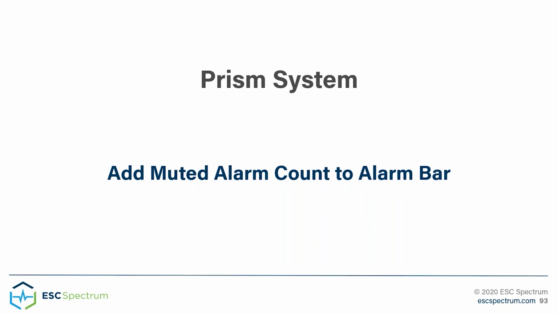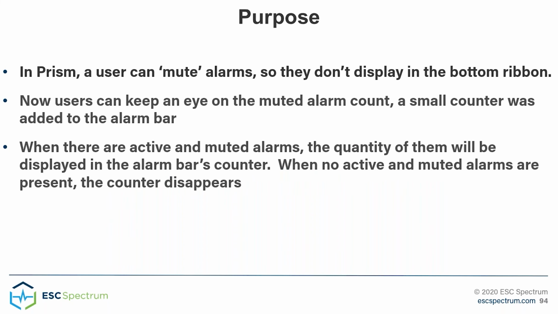All right, add muted alarm count to the alarm bar. In Prism, a user can mute an alarm so it doesn't display in the bottom ribbon. Maybe these are alarms that pop up, but they don't need immediate attention. But if they're muted, it's still probably good to keep somewhat of an eye on them. So what we did here is we added a little counter to the alarm bar where you can see a tally of how many active muted alarms are in place right now.